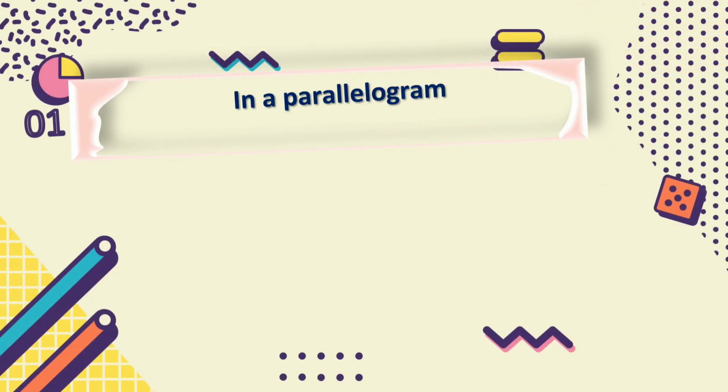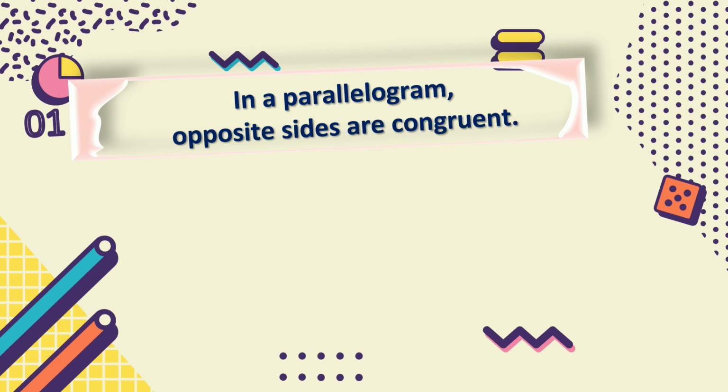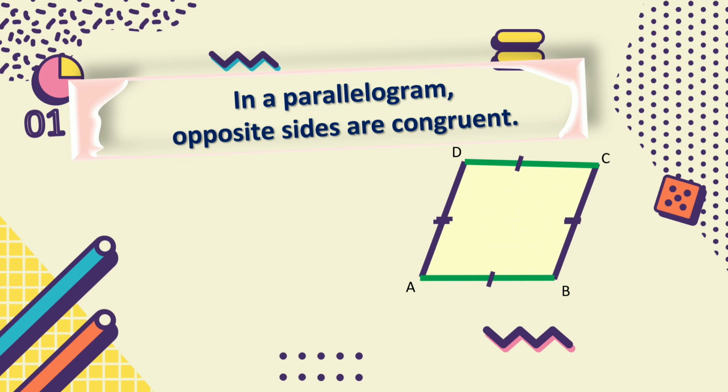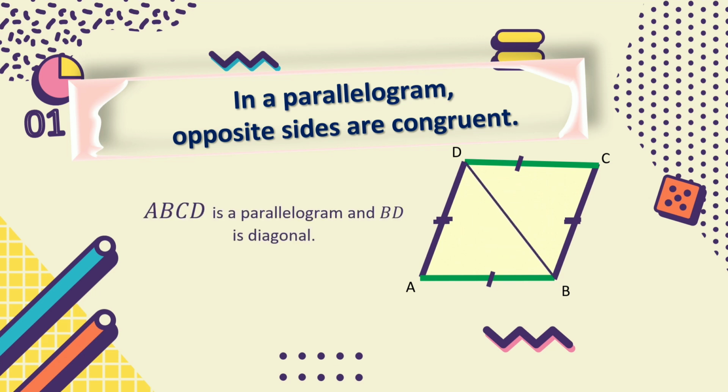The first property of a parallelogram. In a parallelogram, opposite sides are congruent. Here ABCD is a parallelogram and BD is a diagonal. Opposite sides means AB should be congruent to DC and AD should be congruent to BC. So the first property of a parallelogram is, in a parallelogram, opposite sides are congruent.